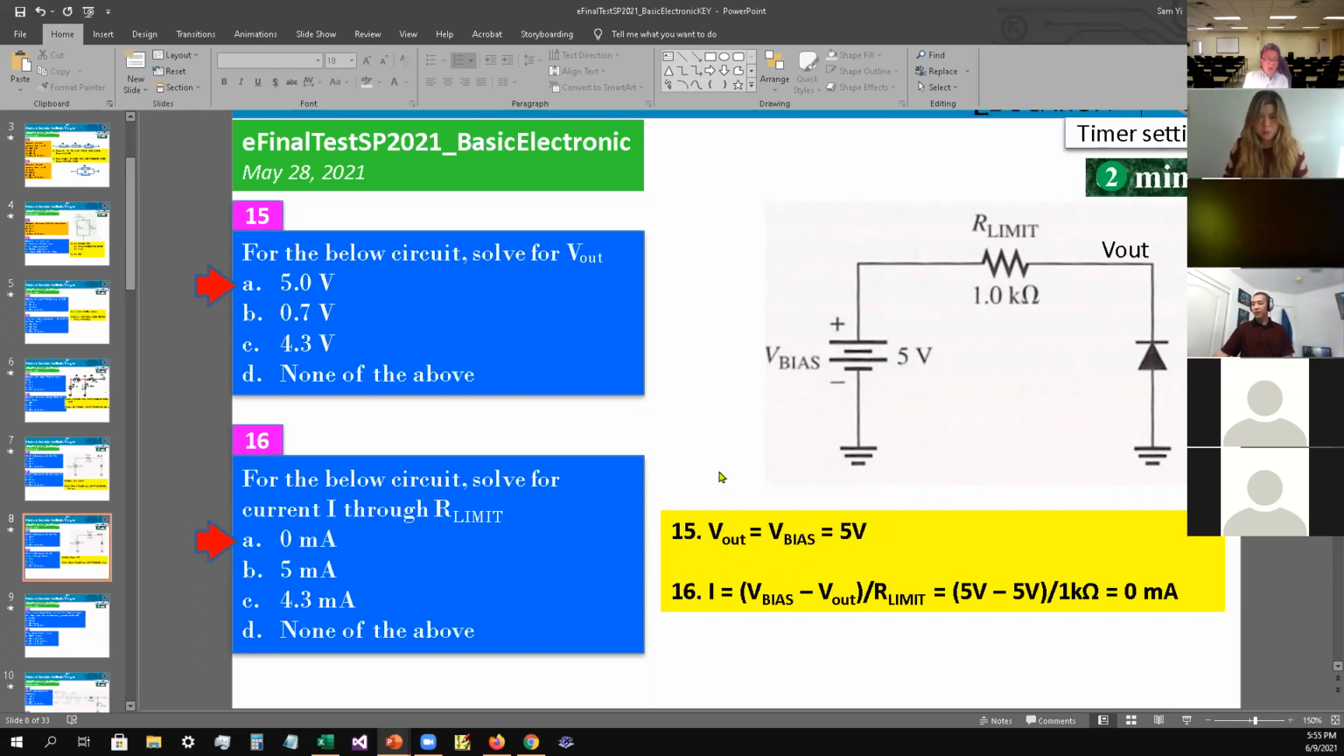For 16, for the below circuit, solve for the current I through R limit. I equals V bias minus V out, divided by R limit. So 5 volts minus 5 volts is 0, divided by 1 kilo-ohm is 0 milliamps. There's no current. The answer is A, as in apple, for number 16.